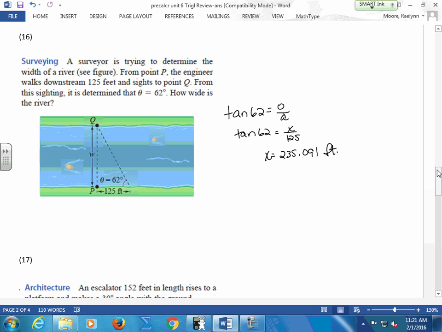Some of your applications. Your goal is to find your right triangle. Now, whenever we're looking for a height of something, that's your perpendicular line to the base. It even makes a little H when you make a perpendicular box in it. So a surveyor is trying to determine the width of a river. From point P, the engineer walks downstream to point O, and he makes a little sighting there. So he walked 125 feet, and he noticed that his angle back to the original was 62. He gave you the right triangle right here. We need to know, how wide is your river?